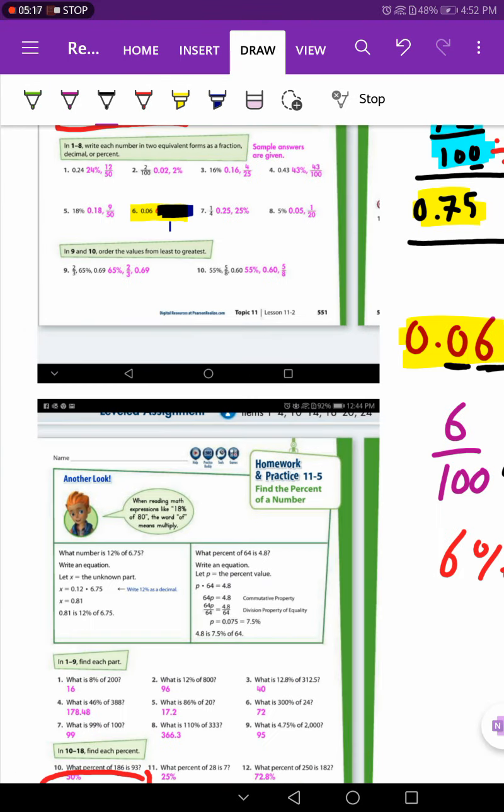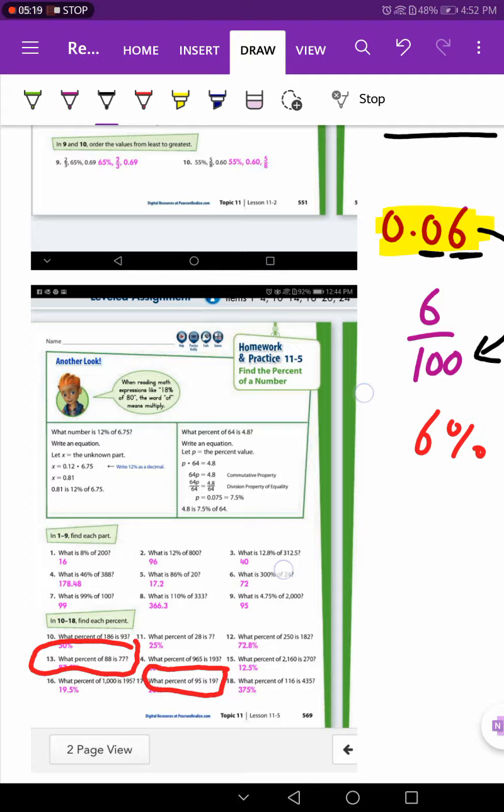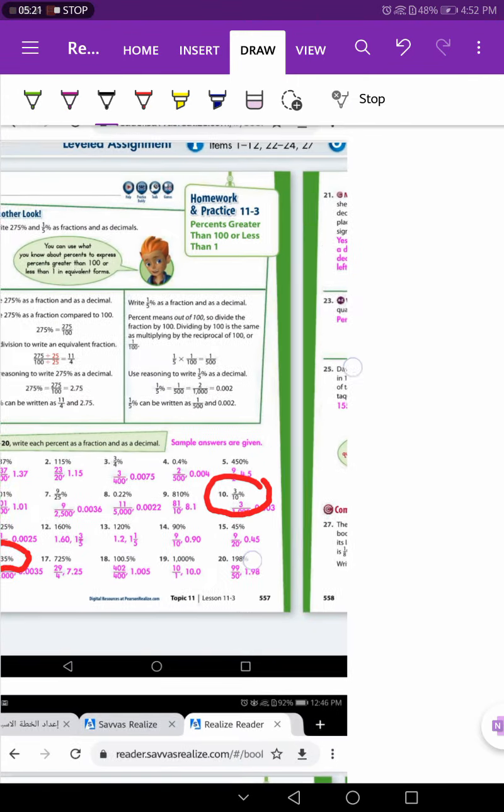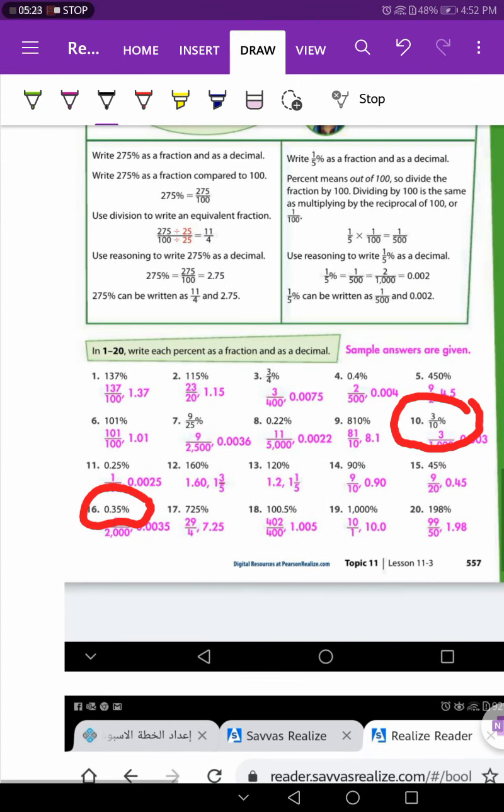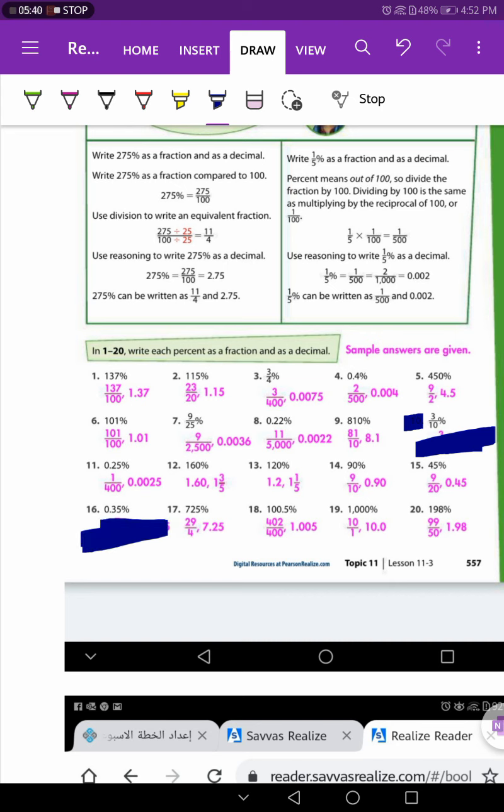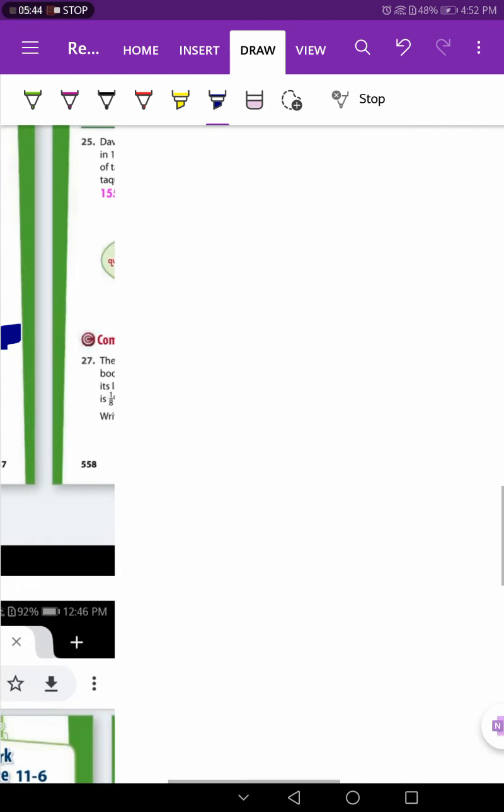Okay, we are here. So let us move to 11-5, step by step. I will take this example, and this example. Okay, we'll take 10 and 13, and 16. It is 3 over 10%.